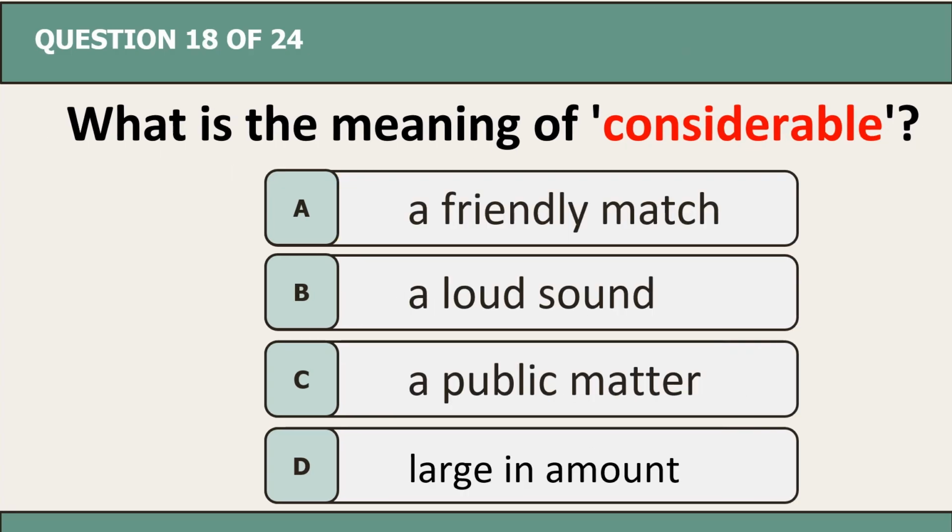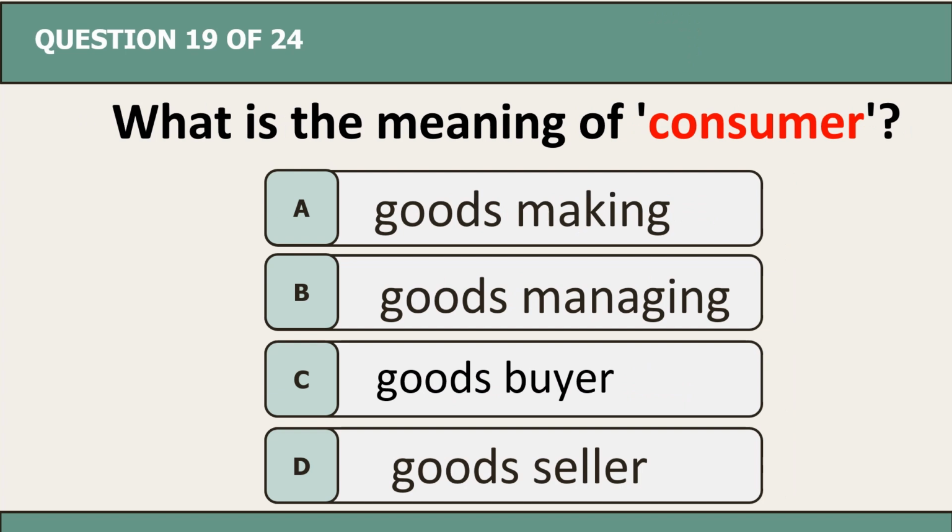Question 18. What is the meaning of considerable? The correct option is D. Large in amount. Question 19. What is the meaning of consumer? The correct option is C. Goods buyer.